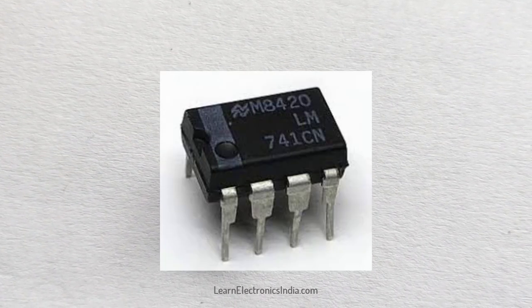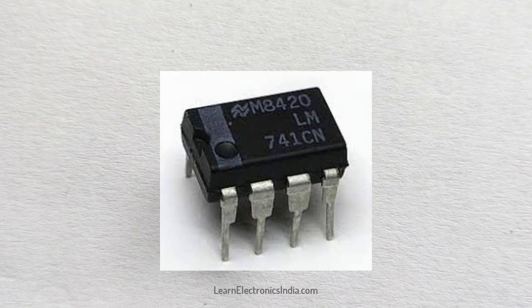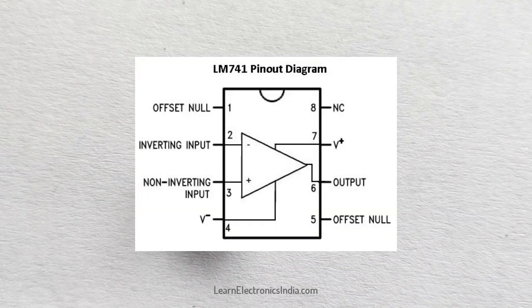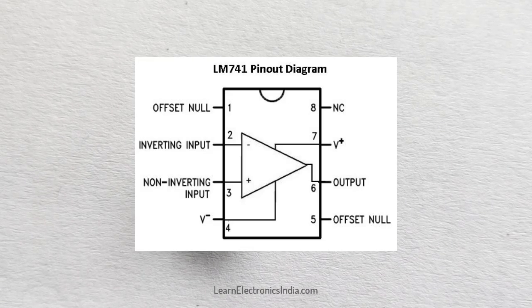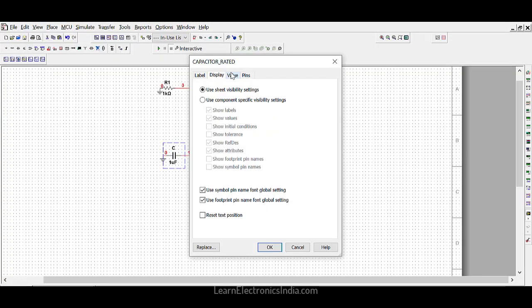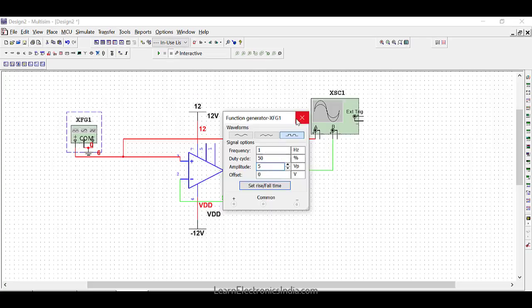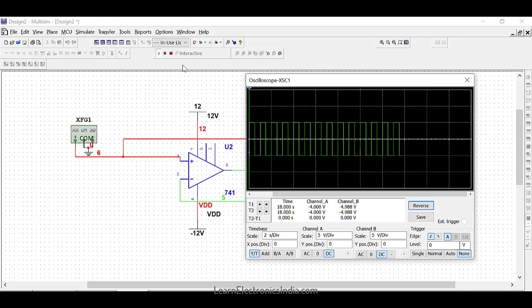Another widely used op-amp is LM741. LM741 is an 8-pin DIP IC, but it only consists of one operational amplifier. In the future videos, we will look into various configurations and applications of the op-amp using LM741 IC and a circuit simulation software called Multisim.